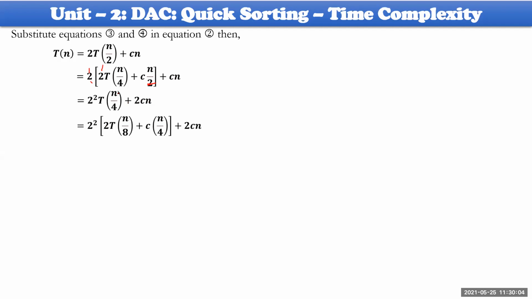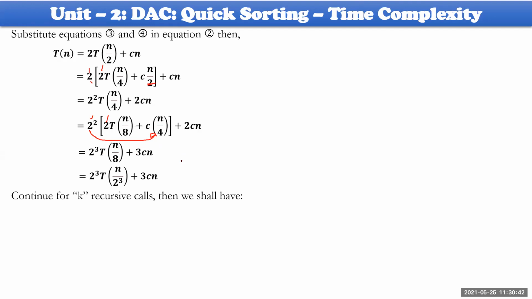And the n by 4 value is substituted here: 2 squared into 2T of n by 8 plus C into n by 4, plus 2Cn. 2 squared into 2 is 2 cubed, and this 2 squared cancels with 4, so Cn plus 2Cn gives 3Cn. Therefore 2 cubed T of n by 8 plus 3Cn. Converting all possible values to powers of 2, it becomes 2 cubed T of n by 2 cubed plus 3Cn.